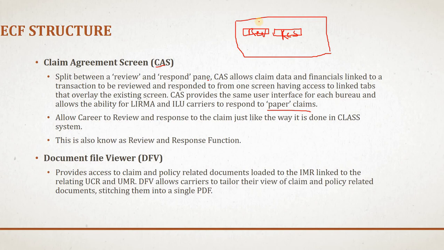If you select this particular tab, you are able to see a lot of information about the claim, what is fed to the carrier system or to the ECF system. Then in the response tab you will have a drop down where you'll have a lot of reasons. You can accept the claim file, you can reject the claim file, and you can take the claim file to the next level. So you have a response screen which enables the carrier or broker to respond on the claim.